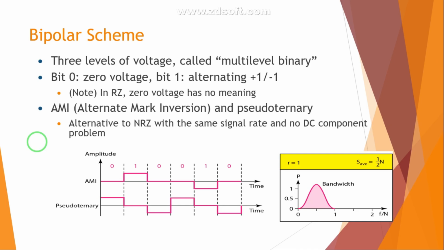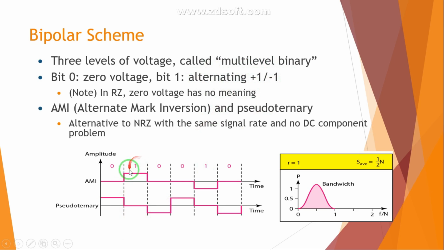Now, the next is called a bipolar scheme. In the bipolar scheme, guys, there are 3 levels of voltage: positive, negative, and 0. It is basically of 2 types, that is AMI, alternate mark inversion, and pseudo ternary. So in alternate mark inversion, what is going to happen? Bit 0 is represented by 0 voltage, whereas bit 1 is represented by alternating positive and negative voltage, that is plus minus 1.